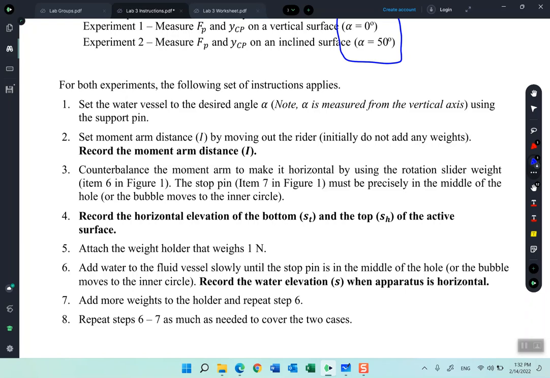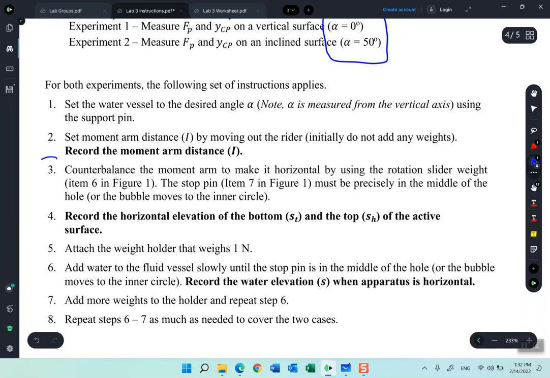The third step is the most important one. Why is this important? Because this step relates to the concept behind the experiment, which is balancing the moments. You will see here that it starts by counterbalancing the moment arm to make it horizontal. Why should I make it horizontal? Because originally it's not horizontal. As you can see, it can rotate, right? So there is a position where it is horizontal, and there is a position where it's aiming upward or downward.